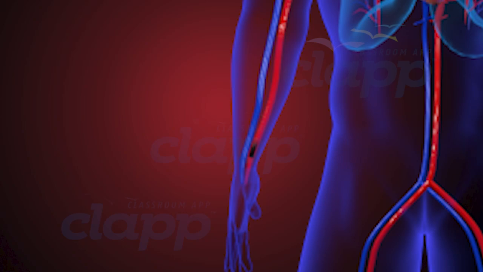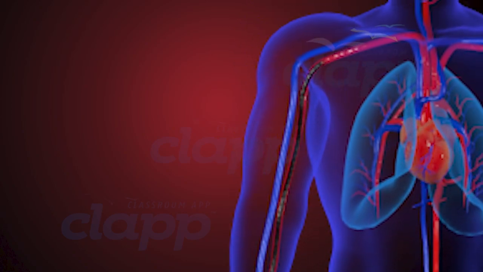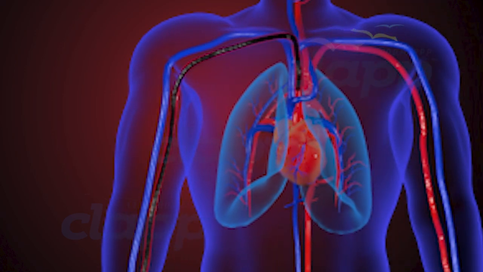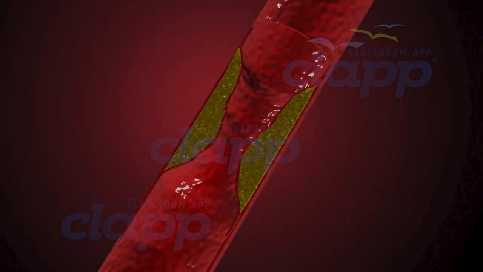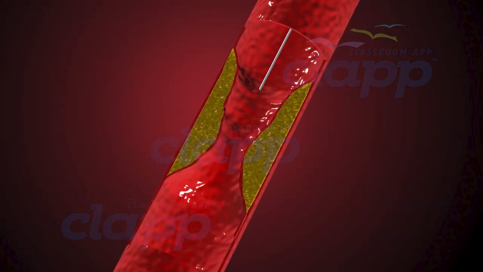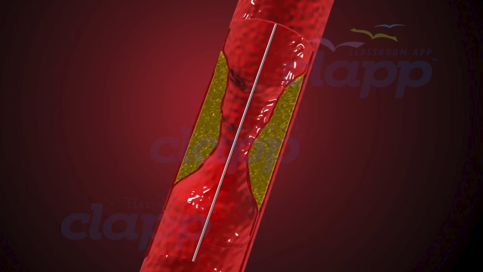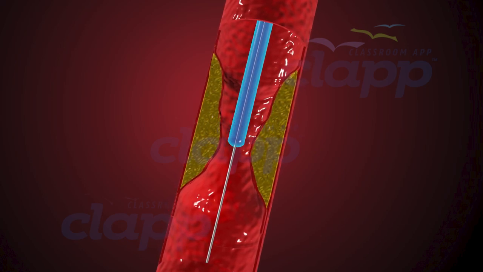First, guiding catheters are skillfully maneuvered through the arteries, providing a stable pathway for other devices. This ensures precise navigation and accurate placement at the site of the blockage. Once the guiding catheter is in place, a balloon catheter is advanced to the targeted area. The balloon catheter is a fundamental tool in angioplasty.